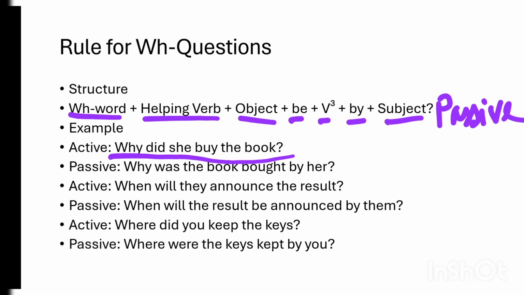Why did she buy the book? Now, I told you, whenever did is there, you have to write was or were. And the same WH word you have to use in passive. Why is there, so why you will use. In place of did, you are using was, because the book is singular. Why was the book bought by her?